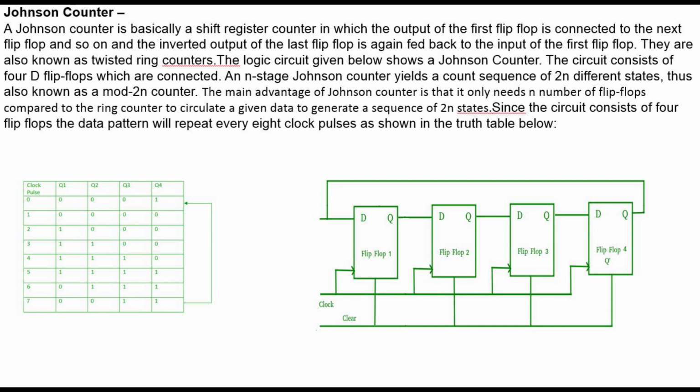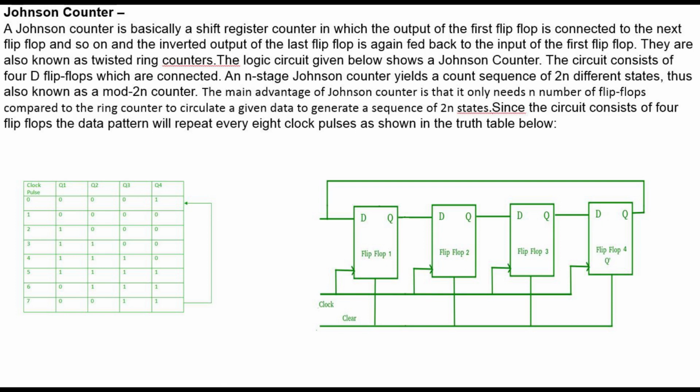Johnson counter. A Johnson counter is basically a shift register counter in which the output of the first flip-flop is connected to the next flip-flop and so on, and the inverted output of the last flip-flop is again fed back to the input of the first flip-flop. They are also known as twisted ring counters. The logic circuit given below shows a Johnson counter. The circuit consists of 4 T flip-flops which are connected.